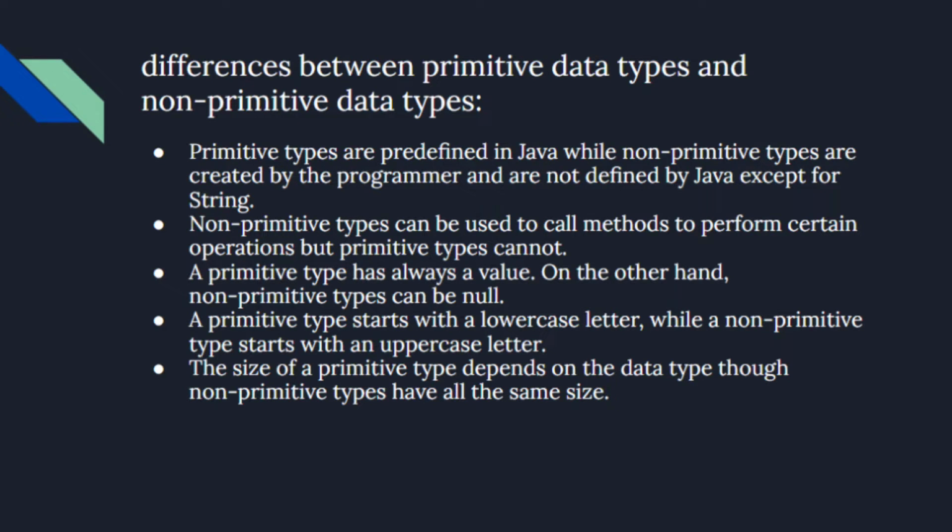They are: 1. Primitive types are predefined in Java while non-primitive types are created by the programmer and are not defined by Java except for string. 2. Non-primitive types can be used to call methods to perform certain operations, but primitive types cannot. 3. A primitive type always has a value. On the other hand, non-primitive types can be null. 4. A primitive type starts with a lowercase letter, while a non-primitive type starts with an uppercase letter. 5. The size of a primitive type depends on the data type, though non-primitive types all have the same size.